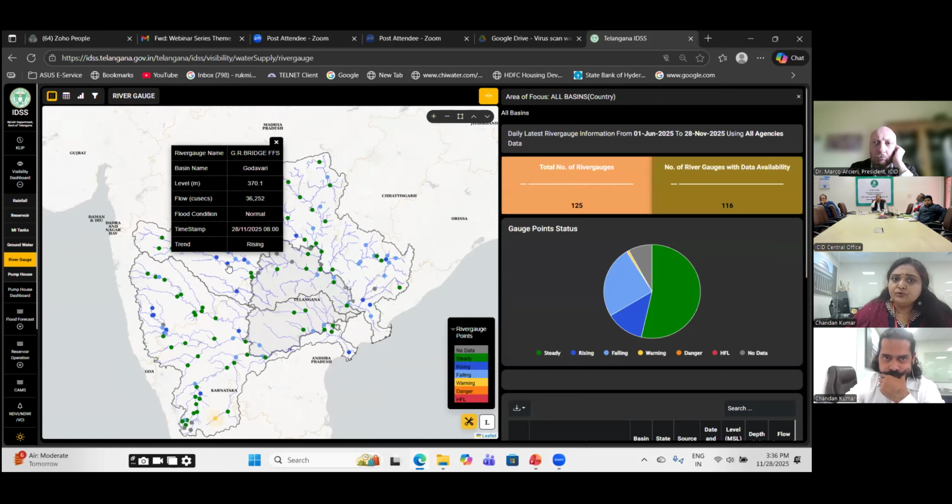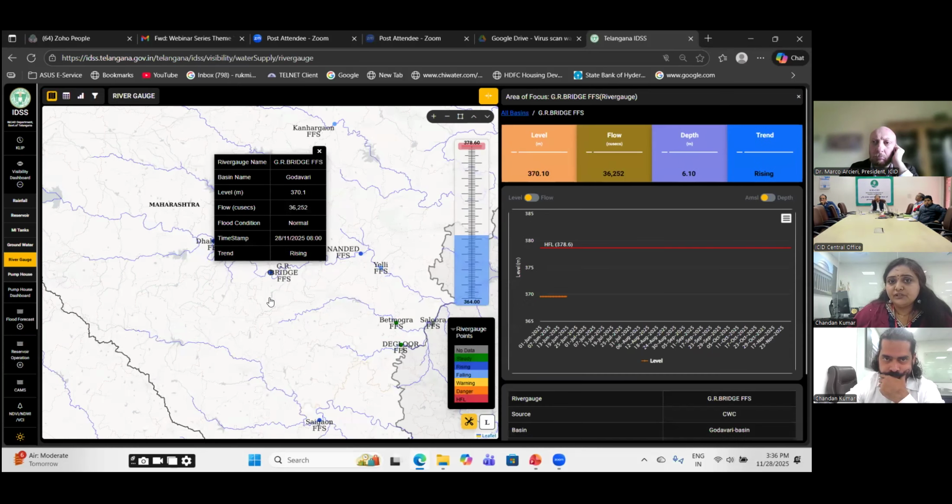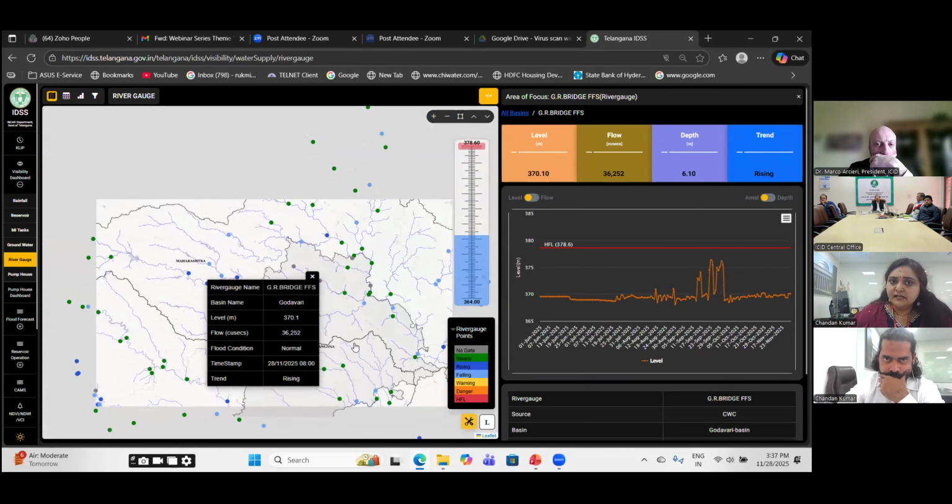Now, if you want to understand the type of information in that river gauge, you can click on it and see the basin where it exists, and the flow of that river gauge with its condition and the time step, whether it is rising or falling. So this change in the parameters we can gauge from here.